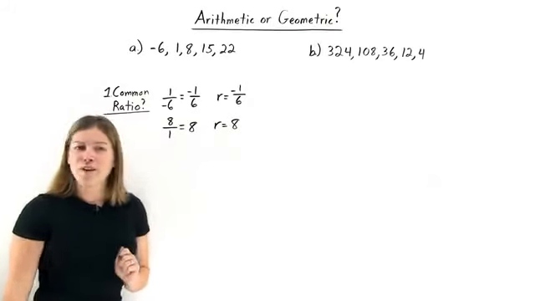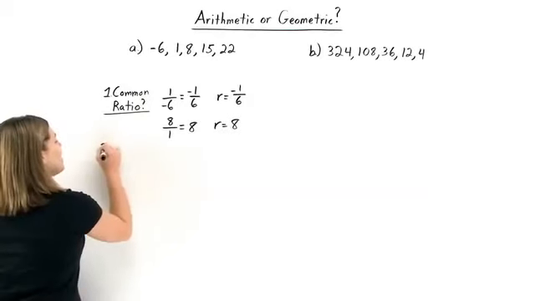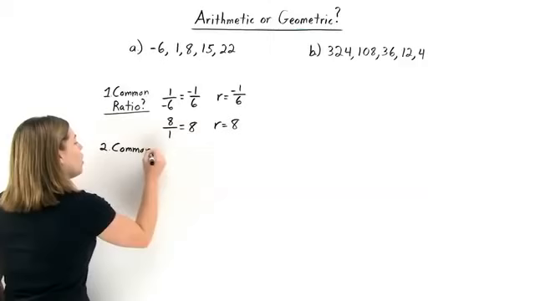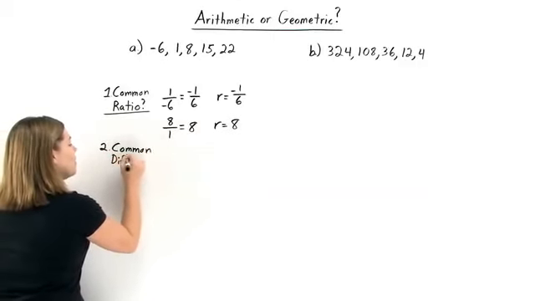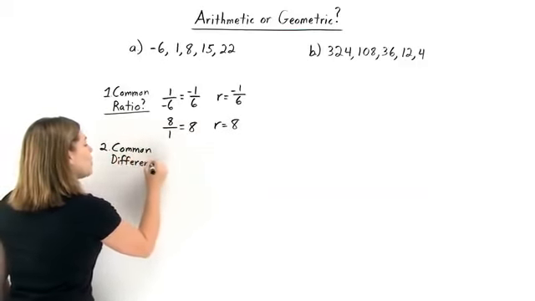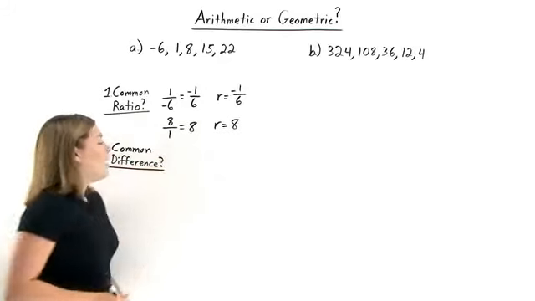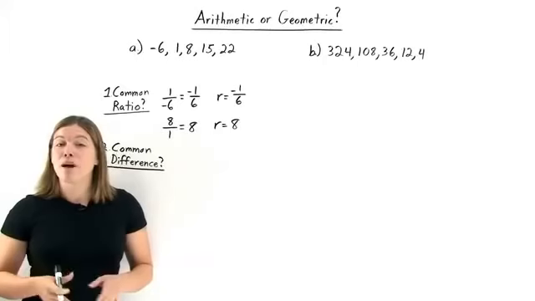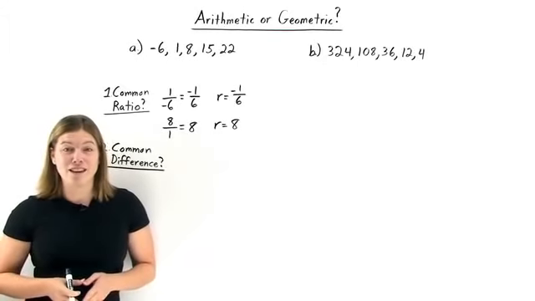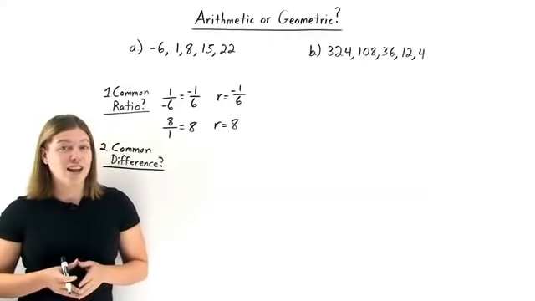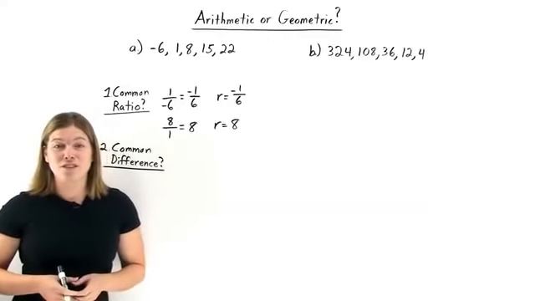But is it arithmetic? Well, let's see. A sequence that is arithmetic has what is called a common difference. So we need to check and see if our sequence has a common difference. Remember, a common difference is the constant amount of change between terms in a sequence. So here we need to see if that difference is the same for the consecutive terms.